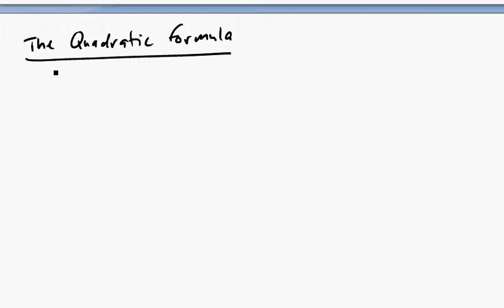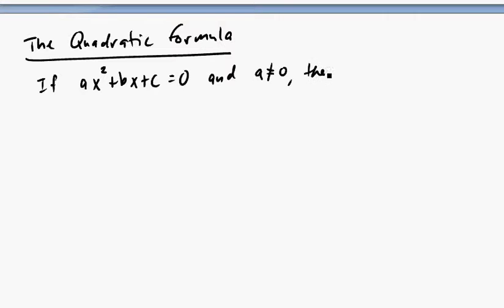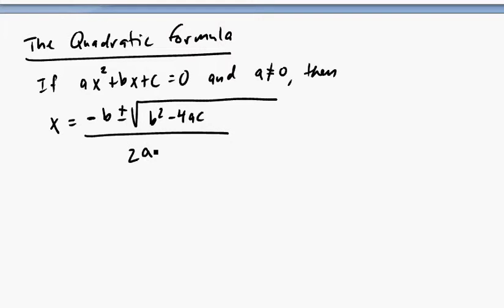The quadratic formula says that if you have an equation in the form ax squared plus bx plus c equals 0, and the coefficient of x squared, which we call a, is not 0, then we can find the solutions to this equation using the formula x equals the opposite of b plus or minus the square root of b squared minus 4ac, all divided by 2a.